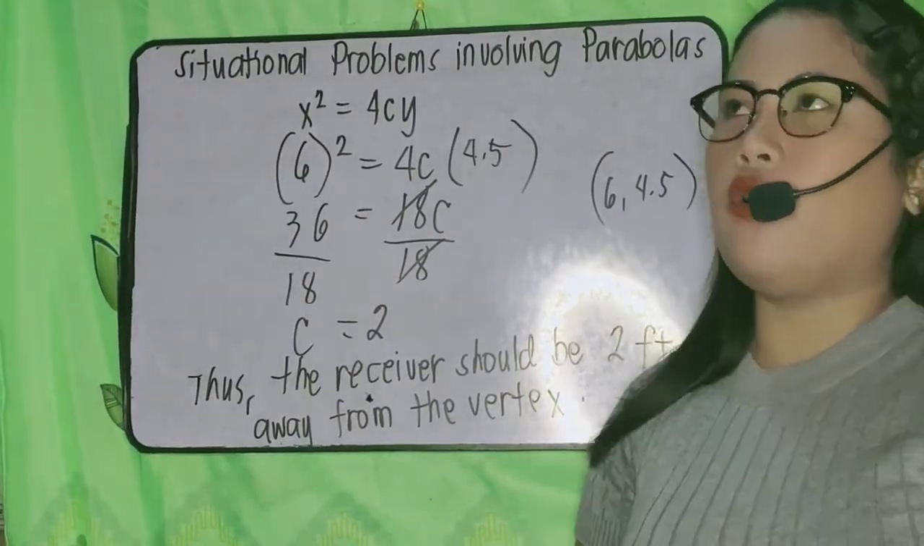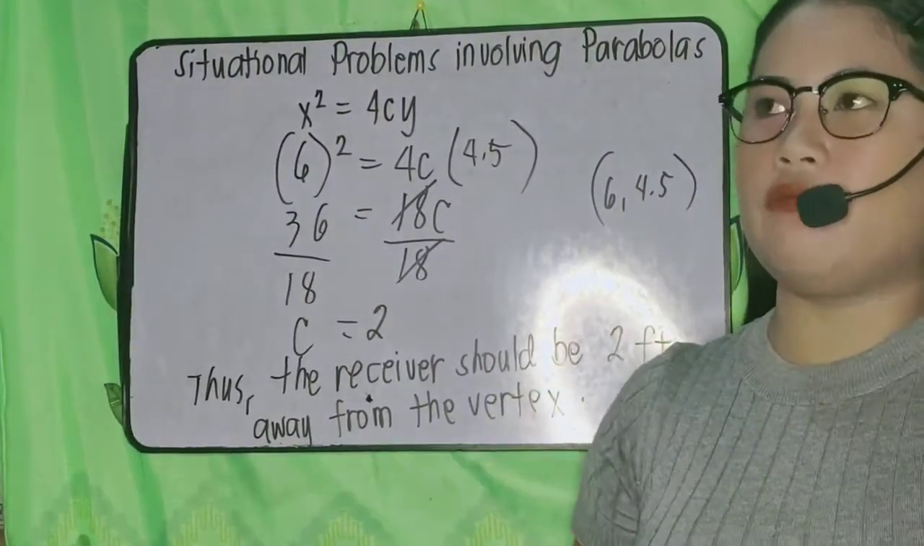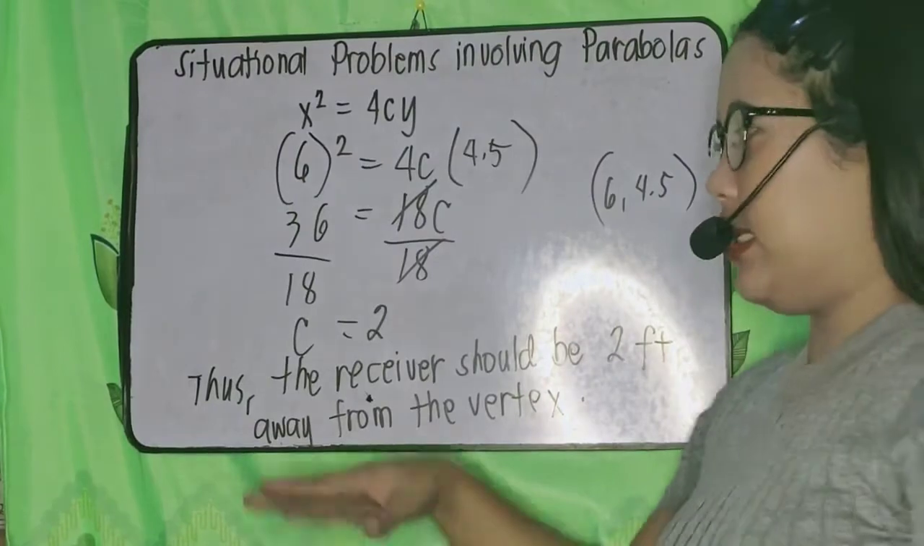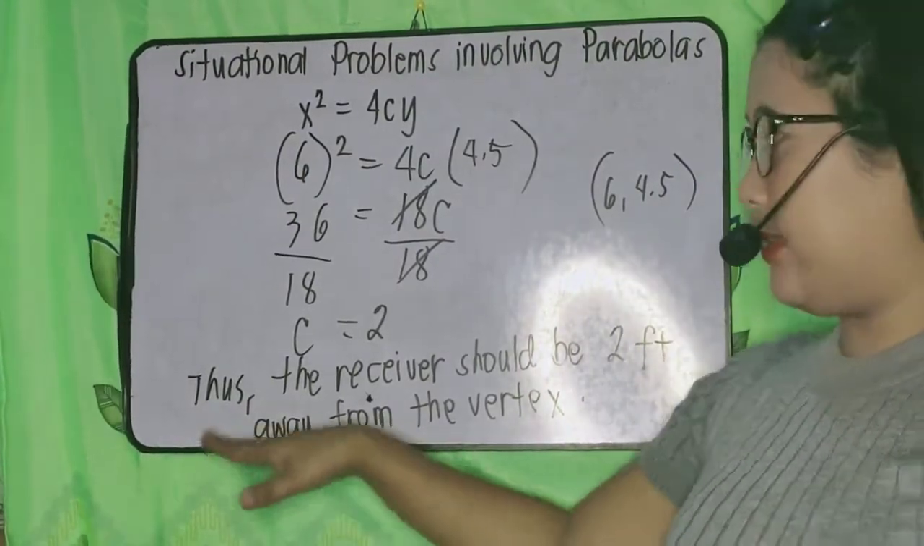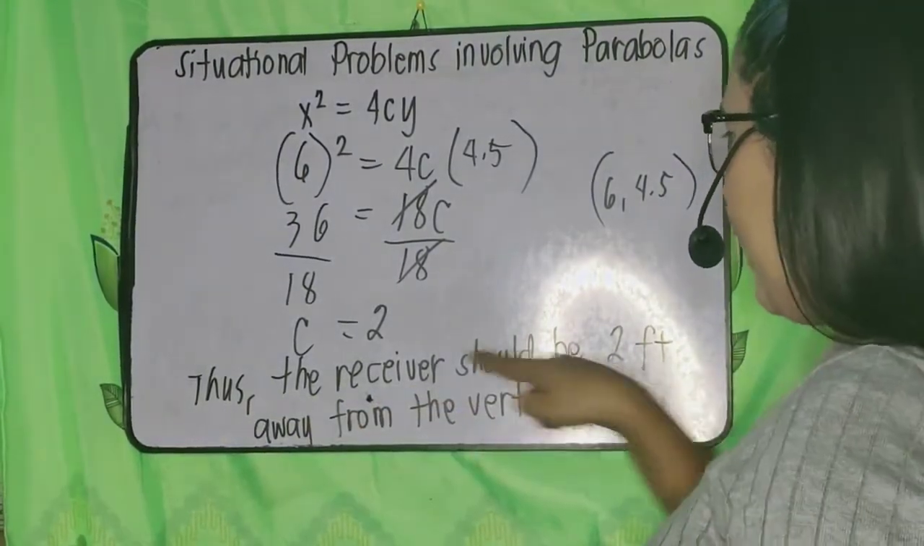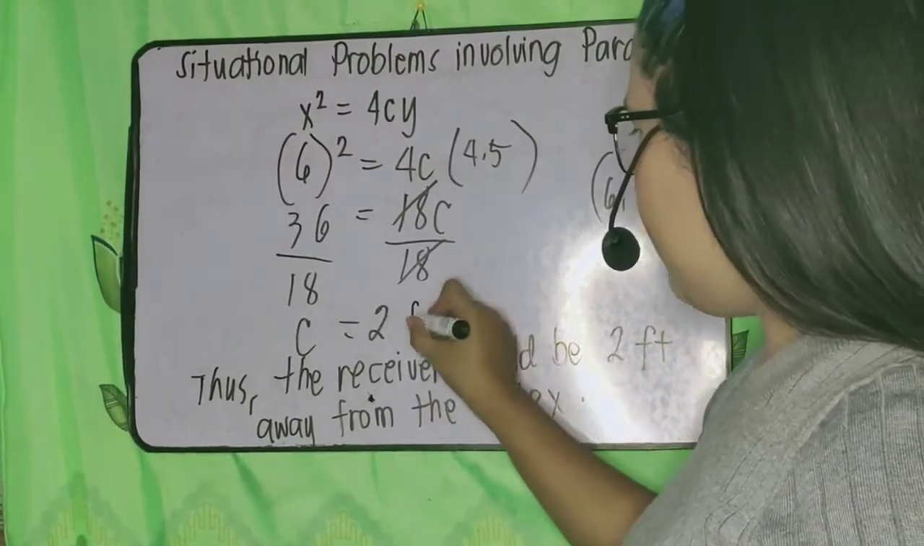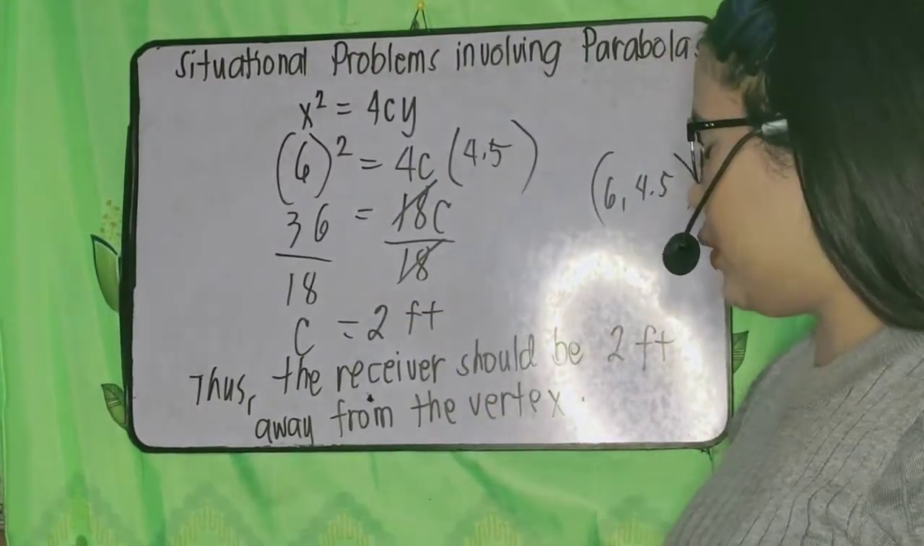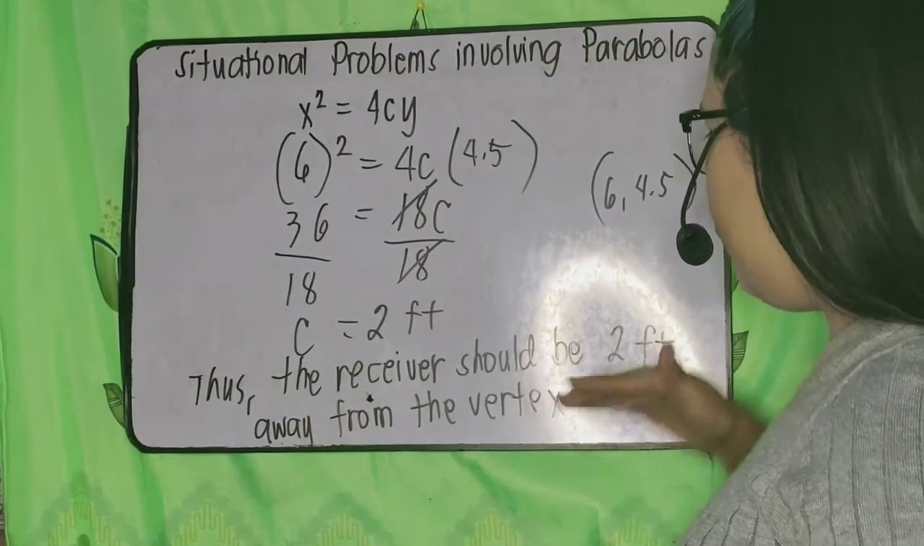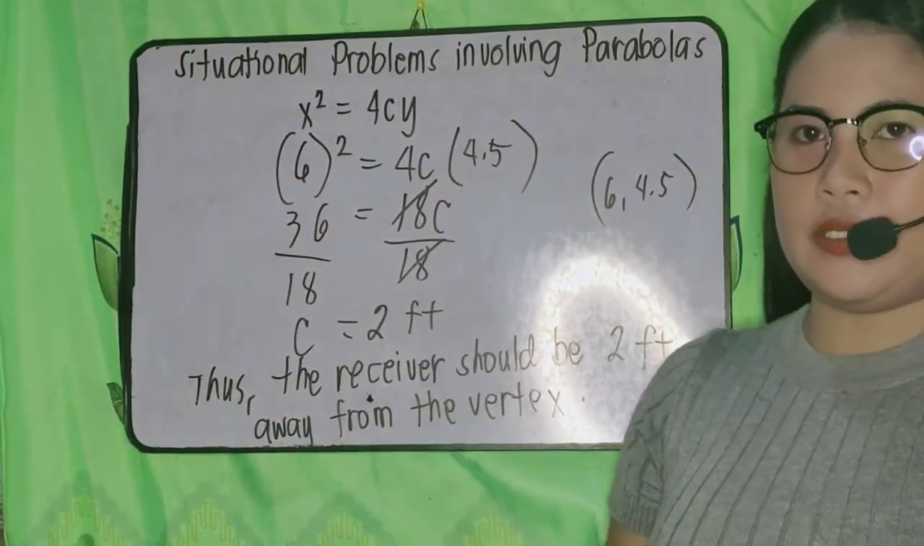Okay? So if we're going to solve the given situational problem, we're going to write the conclusion. So like this. So thus, the receiver should be 2 feet. Lagyan natin siya dito ng feet kasi nga pinapahanap is yung taas natin. Okay, so 2 feet away from the vertex.